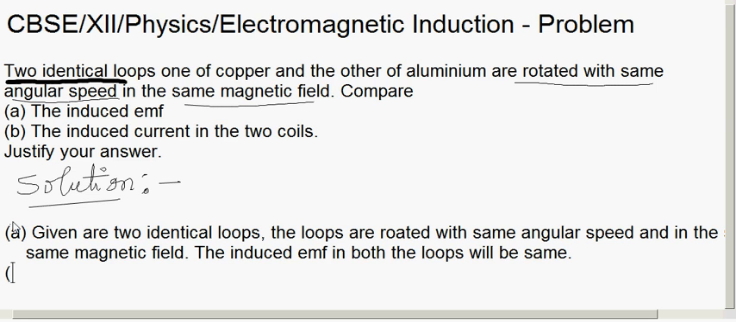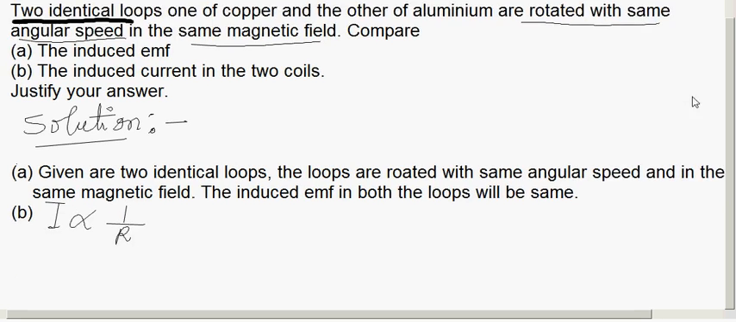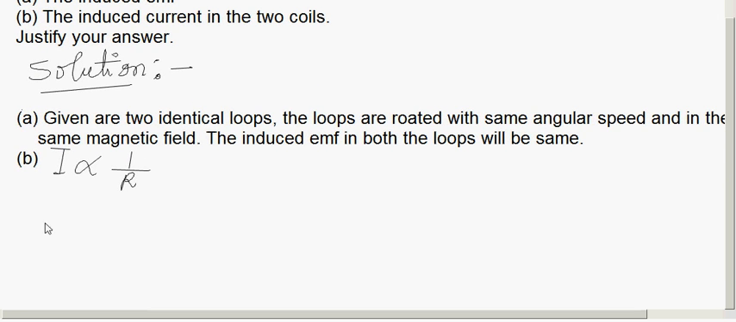Now question number B. How to find out the induced current? The current is proportional to 1 by R, or current is inversely proportional to resistance. If R is less, I is more. Now the given coils are, one is copper, another one is aluminium.